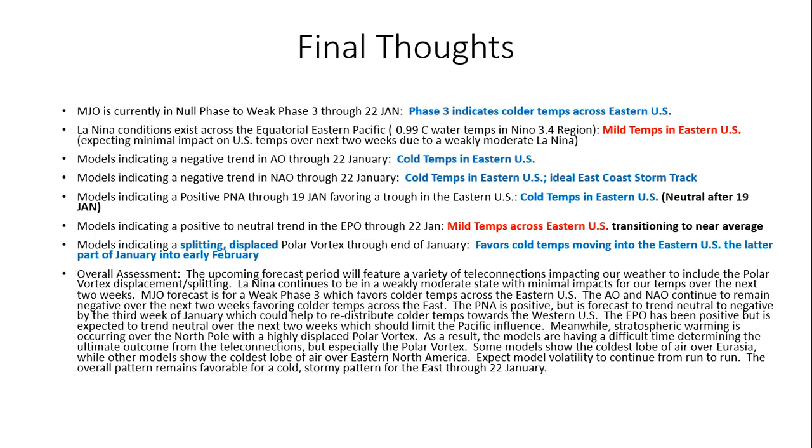Again, cold temperatures in the eastern U.S. We've got the high latitude blocking showing up on the ensemble model still into Greenland and working its way towards the west-northwest into parts of Canada and to the higher latitudes. So this sets up a trough in the east typically and more of an ideal East Coast storm track.